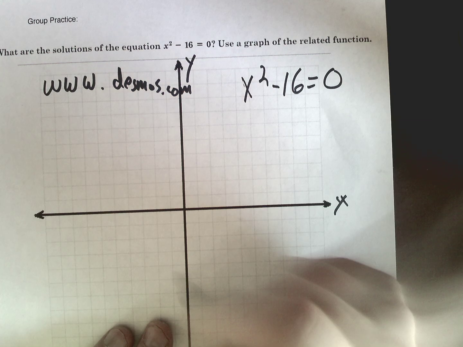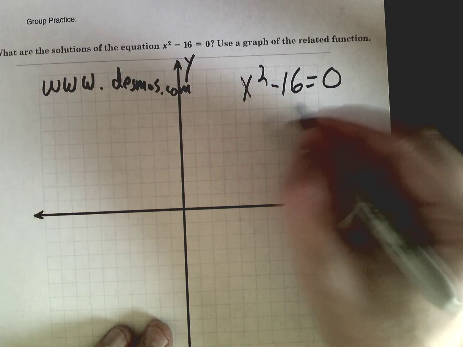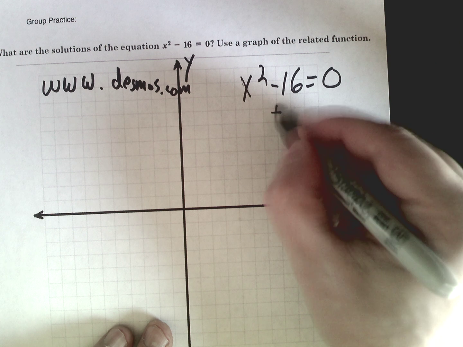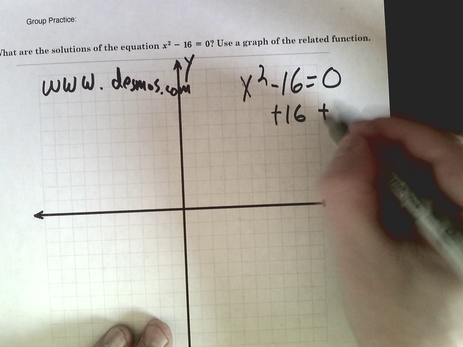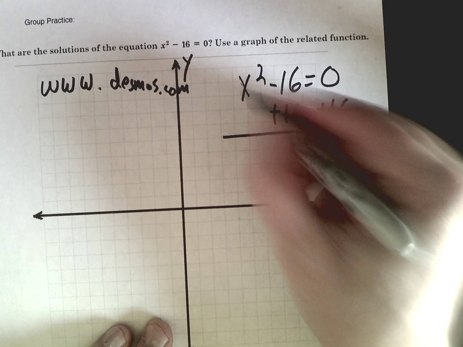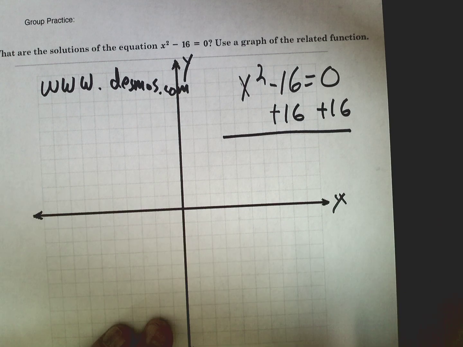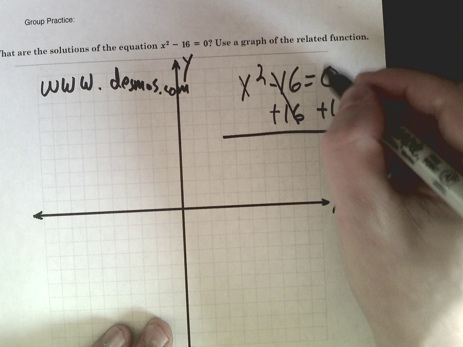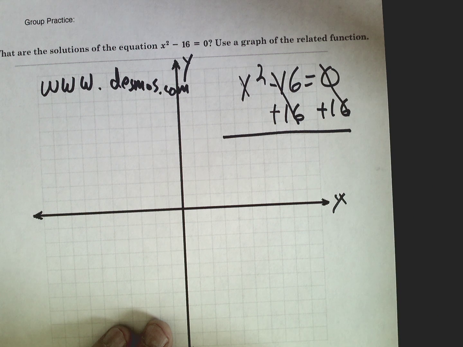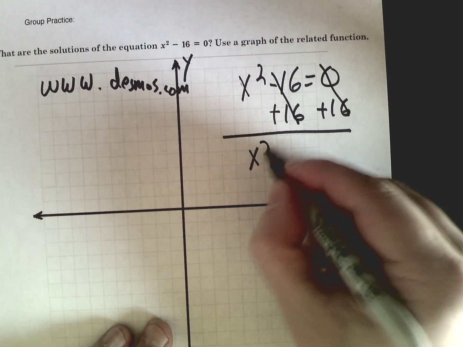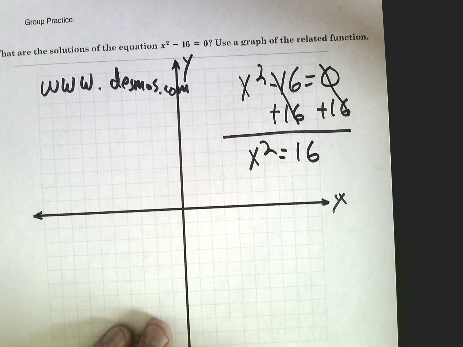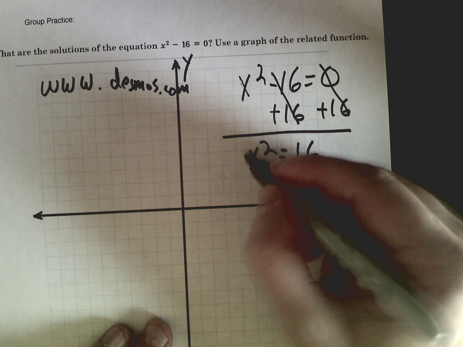This is what I'm going to do next. I'm going to solve for x. Just like algebra tells me, I got to do something to one side and move it to the other. I got to isolate the variable, which is my x. So I'm going to add 16 to both sides. Pretty impressive, right? We know how to do this. x squared equals 16.